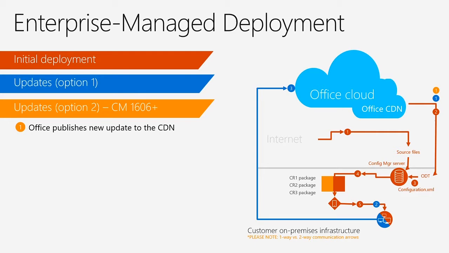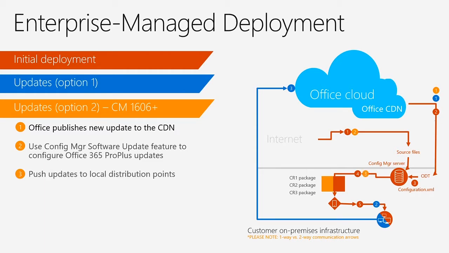Office publishes a new update to the CDN. Use the Config Manager software update feature to download and configure the updates within Config Manager itself. Push your updates to the local distribution point. Again, you're not even leaving Configuration Manager right now. Push the updated advertisement or let the natural scheduled task run, and your clients will update.